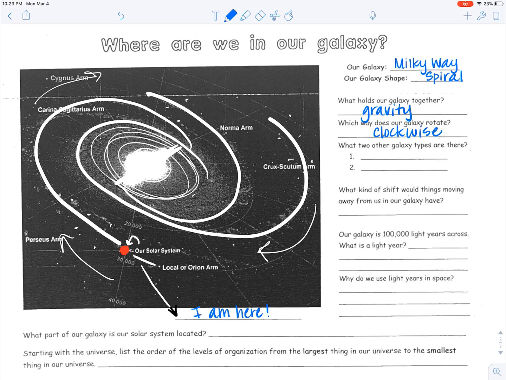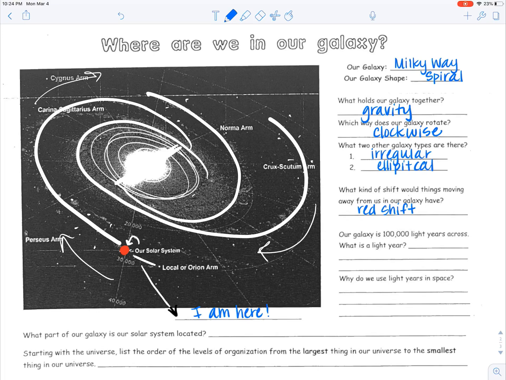So the Milky Way is a spiral galaxy. What are the other two types of galaxies? Good, so we have irregular galaxies, and we also have elliptical galaxies. So that's what we learned about in our Brain Pop and our Study Jam. What kind of shift would things moving away from us in our galaxy have? So this is something that, again, we learned in our Brain Pop and our Study Jam, and this is called redshift. And we're going to look more closely at this when we talk about the electromagnetic spectrum.